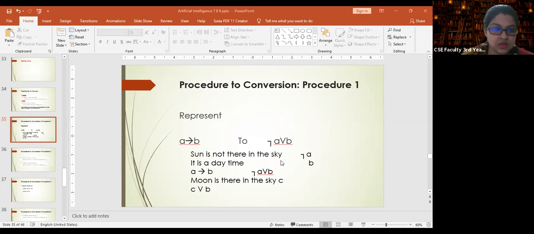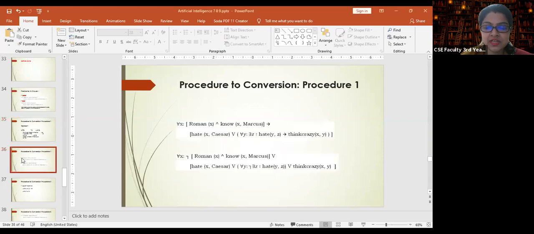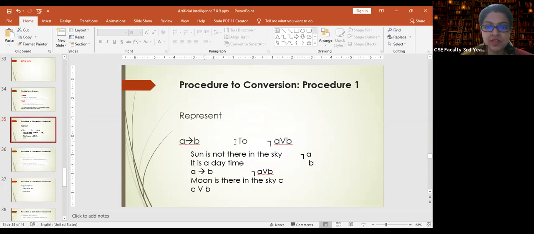Okay, fine. So this is how we can remove the implication sign. The target is to remove the implication sign and keep only the or sign along with the not sign. The next conversion technique: let's apply this particular technique to the given sentence.